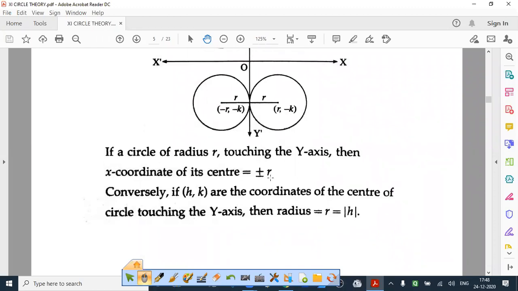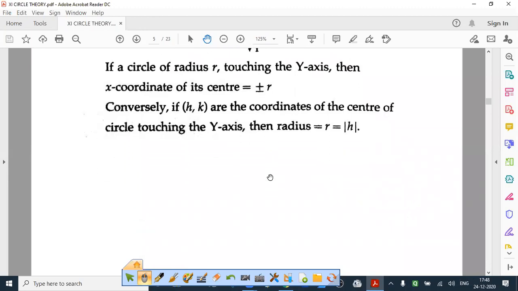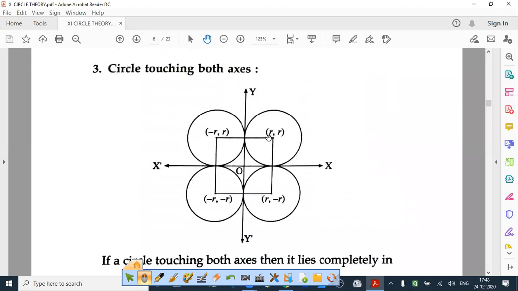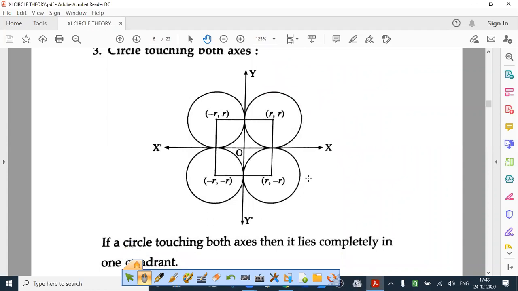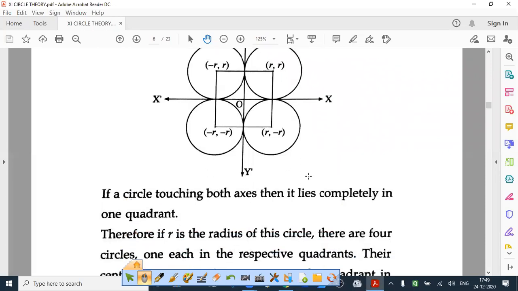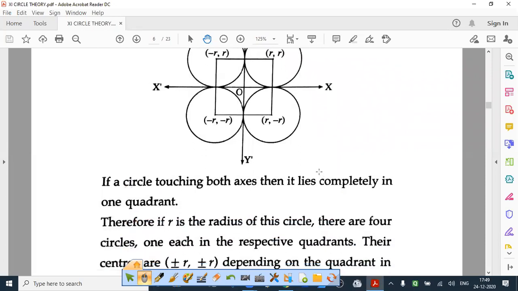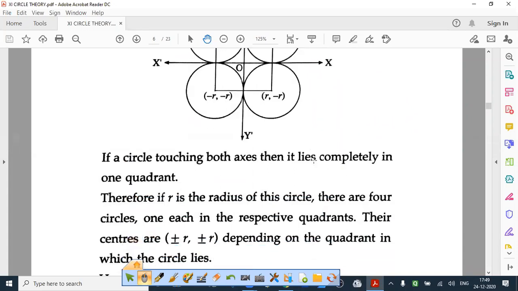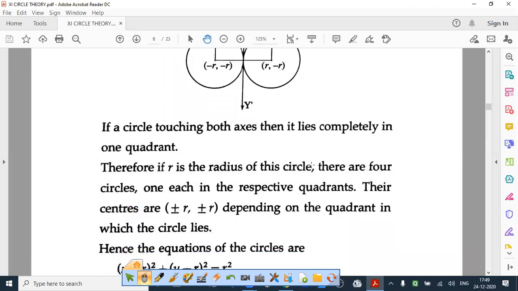Now, it is again possible that a circle touches both the coordinate axes. Again, there are 4 possibilities. So what is the center? (r, r), where r is the radius. So here the center is (-r, r), here (-r, -r), here (r, -r). Radius is r. Okay. So if a circle touches both the axes, then it lies completely in one quadrant. Therefore, if r is the radius of this circle, there are 4 circles, one each in the respective quadrants. Their centers are (±r, ±r), depending on the quadrant in which the circle lies.